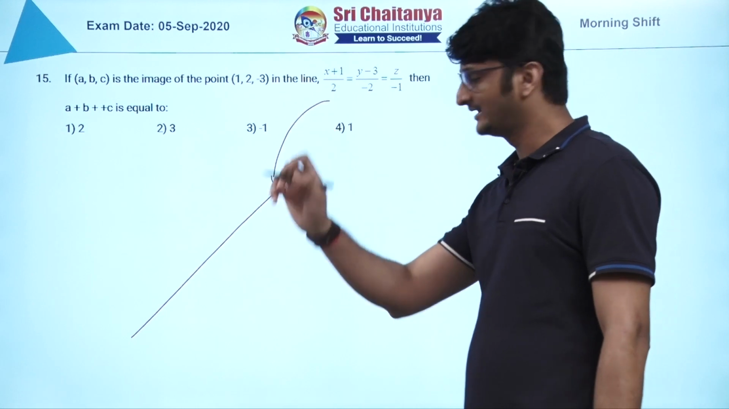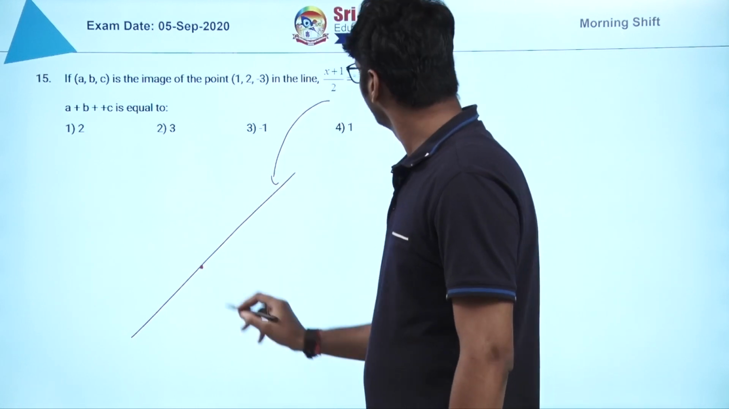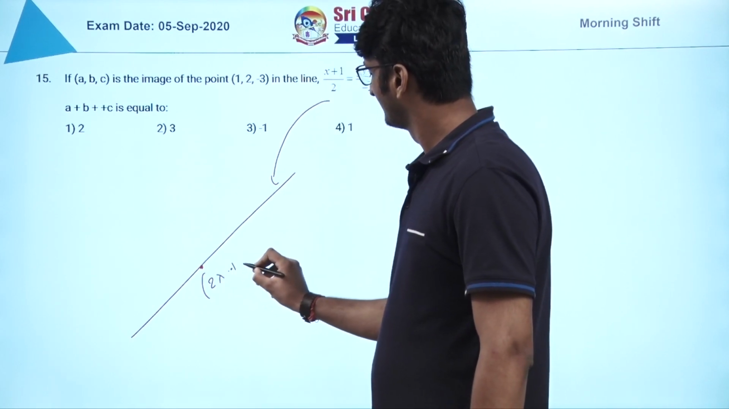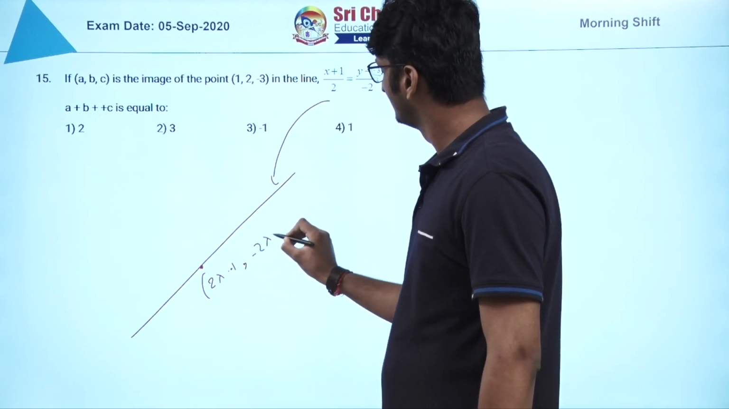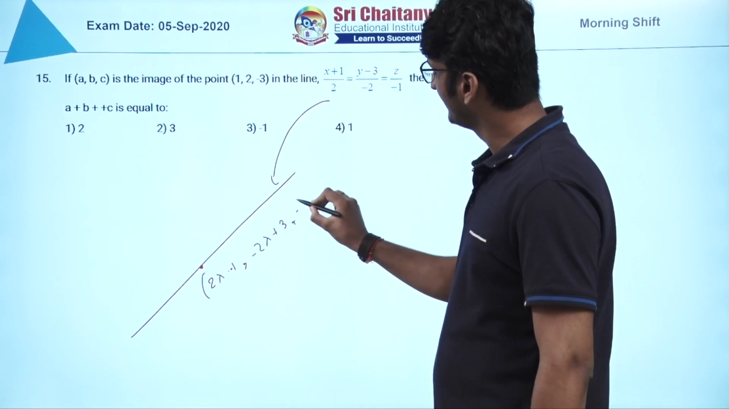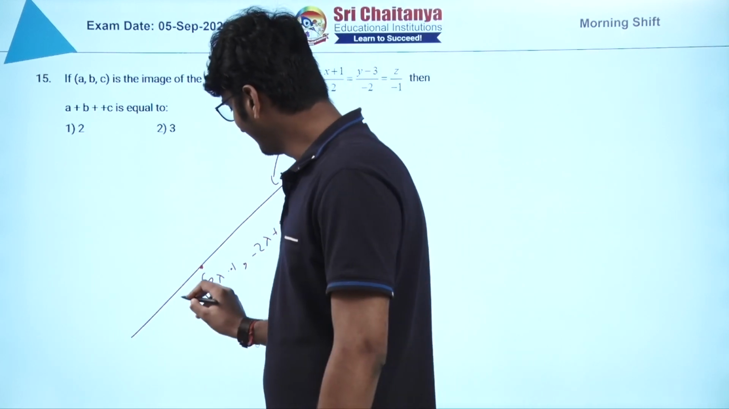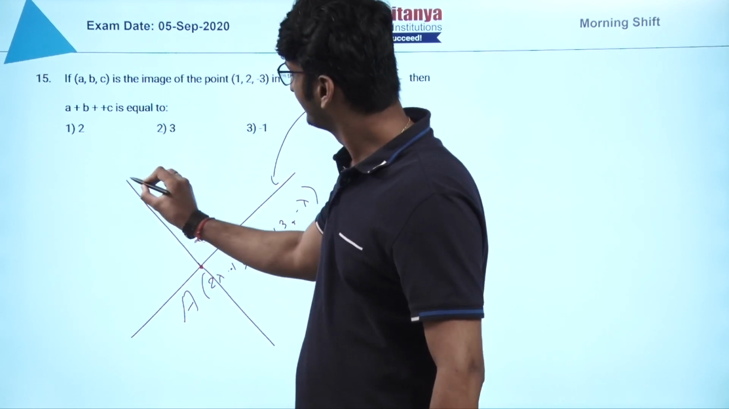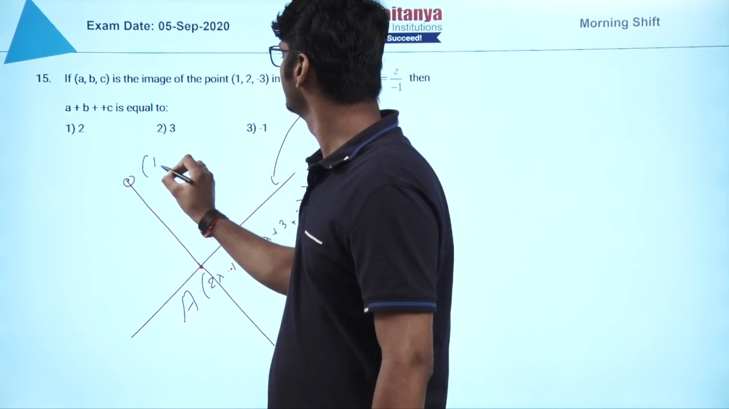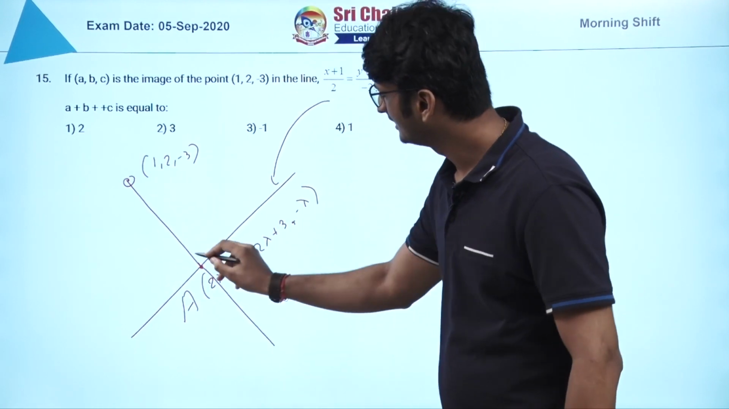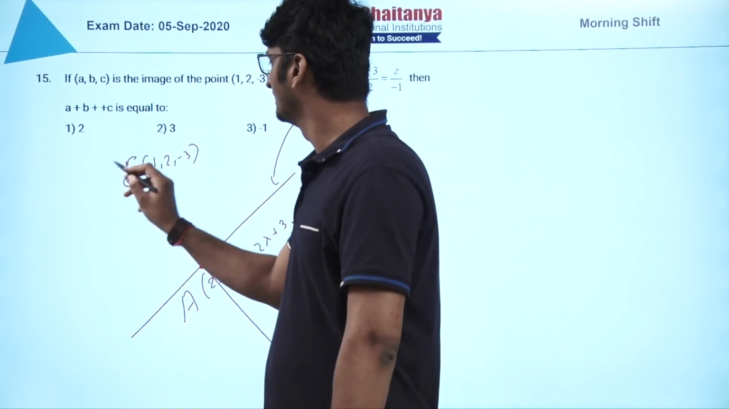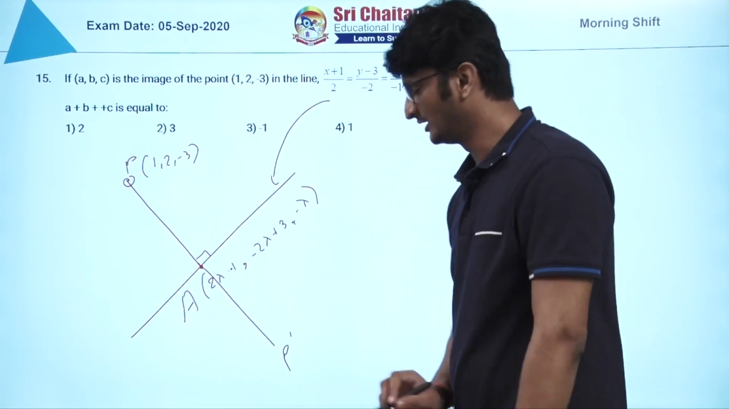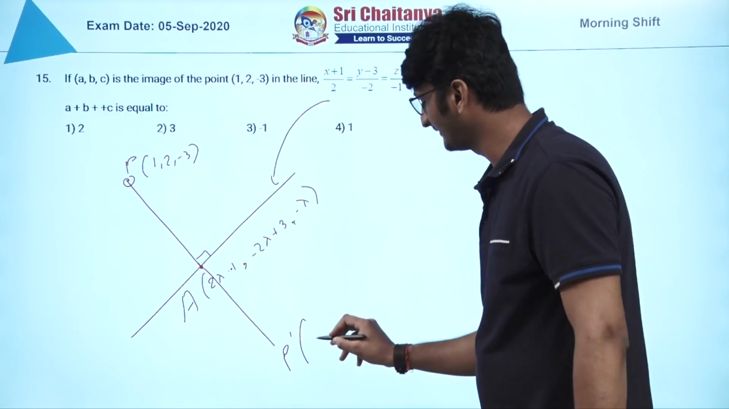Any general point on that line can be written in parametric form: 2 lambda minus 1, minus 2 lambda plus 3, and then minus lambda. This is the general point, let it be A. There is a point here, 1, 2 and minus 3. We have to find the image of that point, let it be P. We have to find the image of that point P about this line, and let it be P dash. So we have to find this one, and this is given as ABC. Okay, fine, ABC.